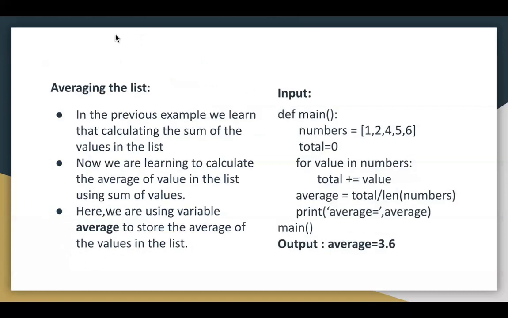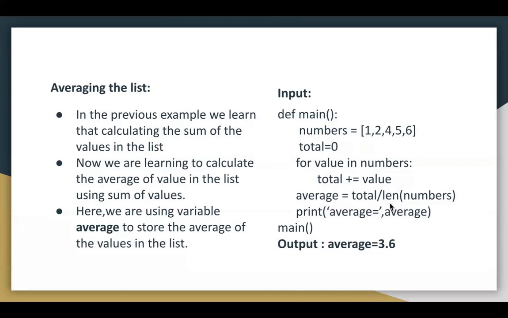Next, the program is on averaging the list. Previously, we did a program on finding the total. Now we can find the average of the list. I have taken the same list as the example. Numbers is equal to list of 1, 2, 4, 5, 6, and total is initialized to 0. Using the same for loop, here I am adding average, and we know that average is equal to the total divided by the number of values.